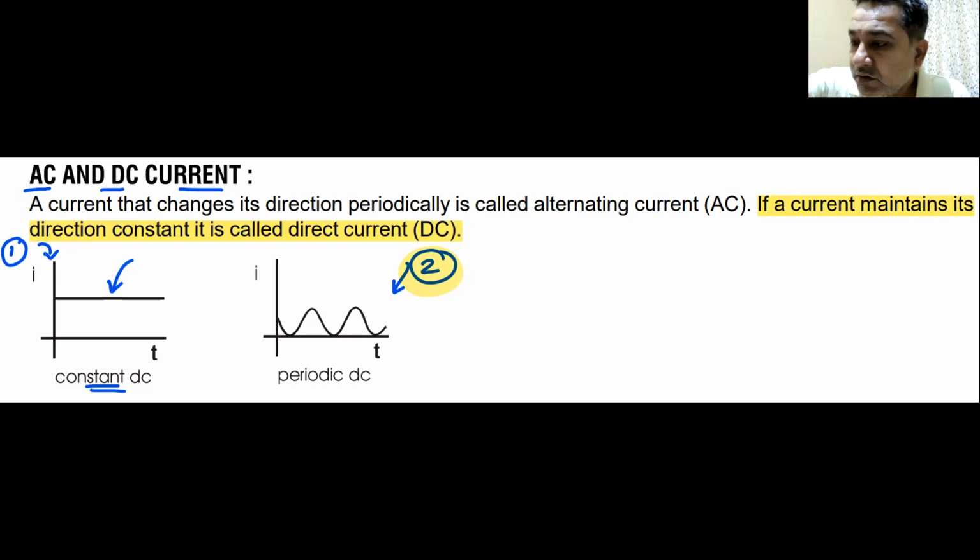So this is what DC is all about: DC or direct current, DC voltage. If the voltage does not change its direction, though it may change its magnitude, that voltage or current is known as DC voltage or DC current.